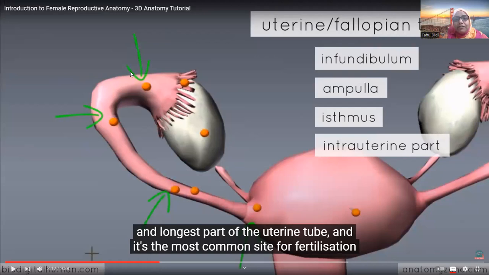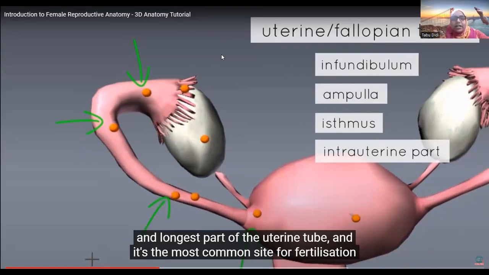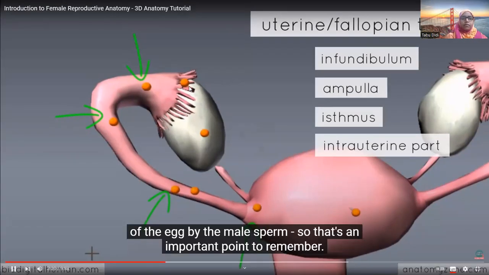This region is the infundibulum, then the ampulla and the isthmus, okay. Usually when the egg is released, the union of the egg and the sperm takes place in the ampulla region. These are just different regions of the oviduct, fine. The ampulla is the most common site for fertilization of the egg by the male sperm. That's an important point to remember.